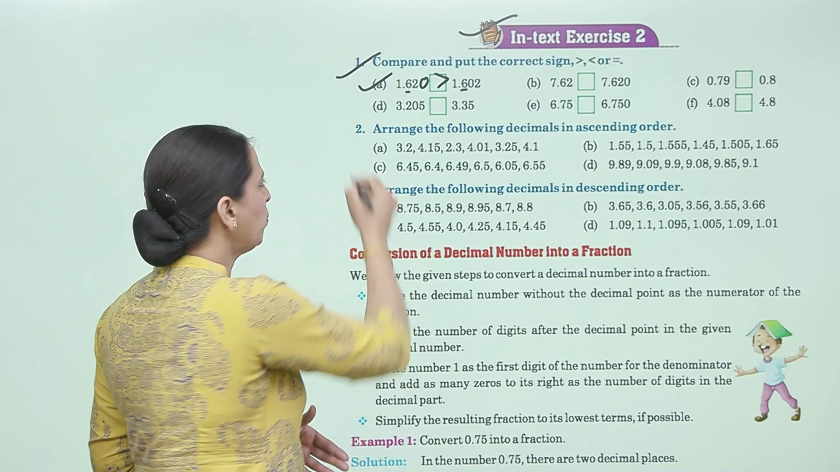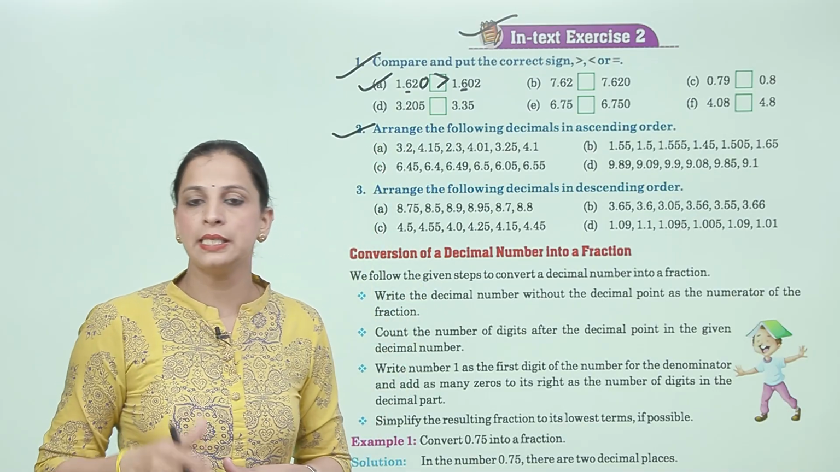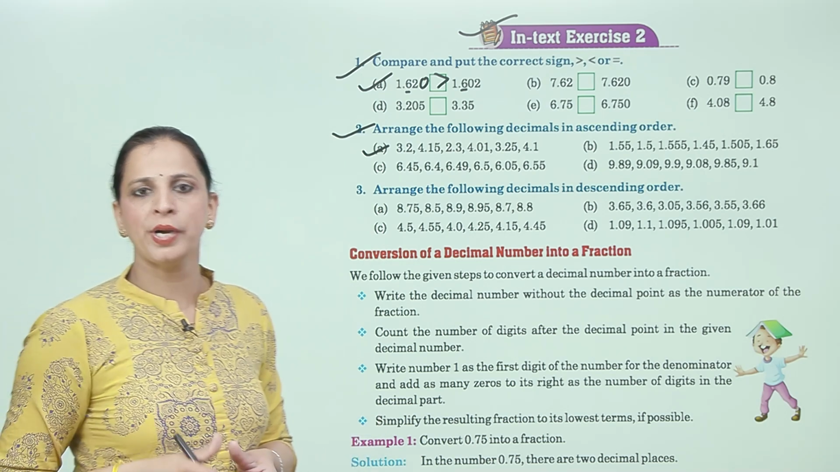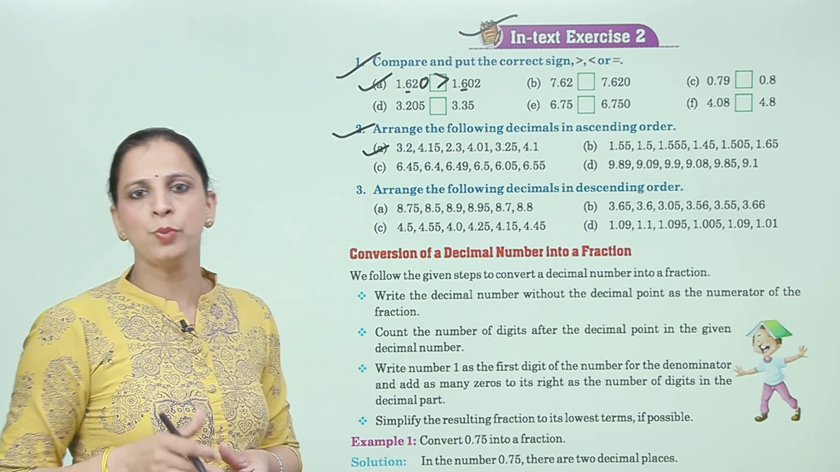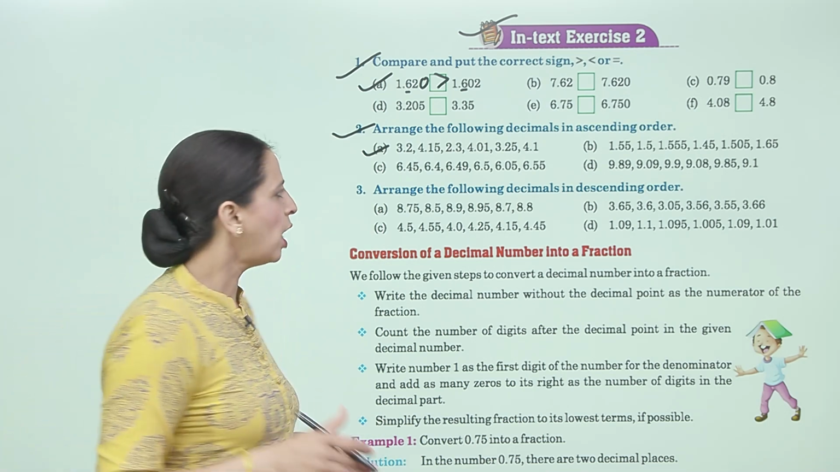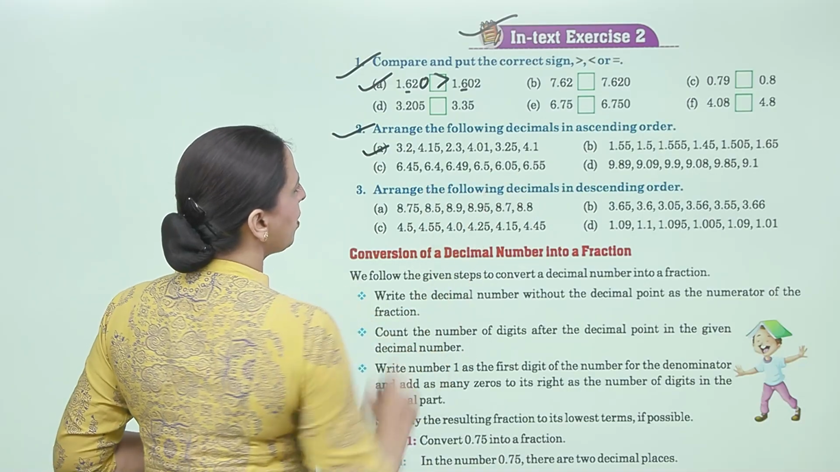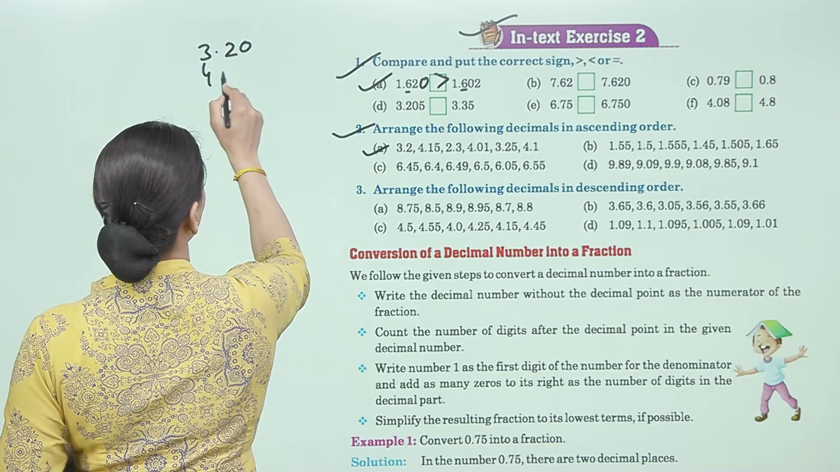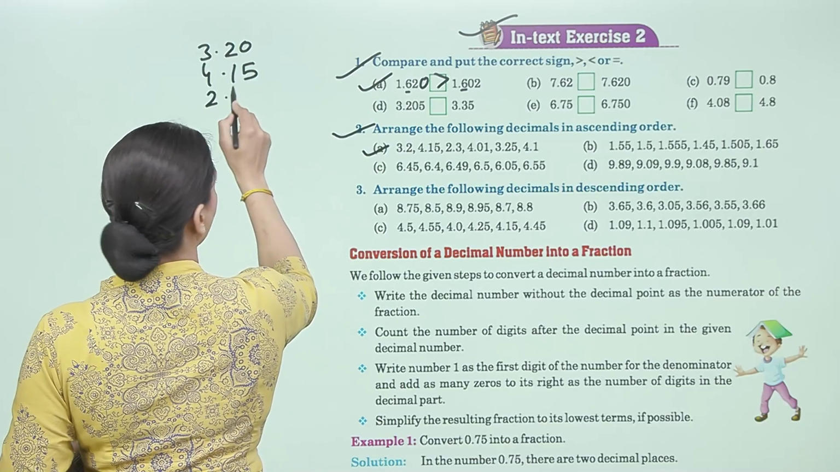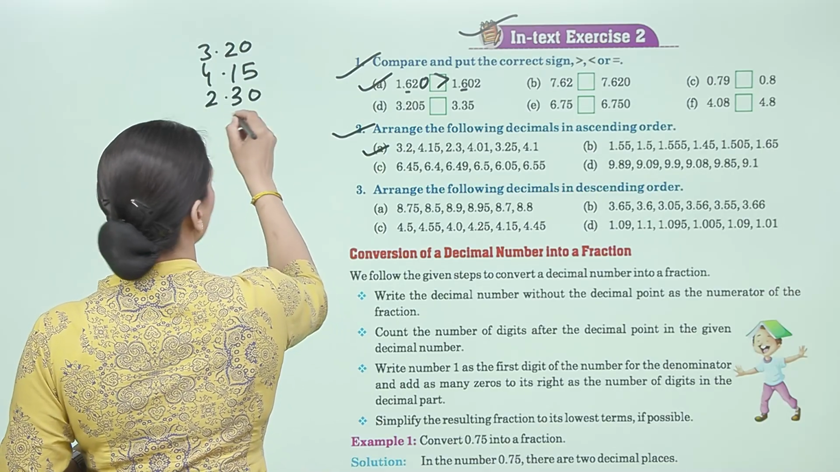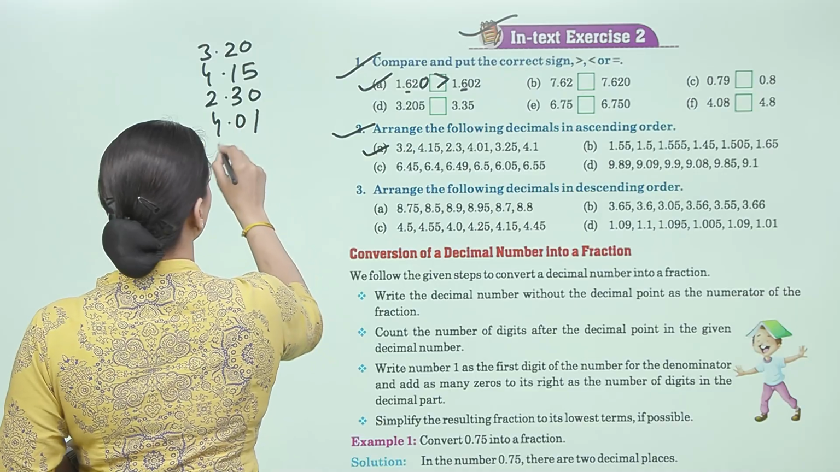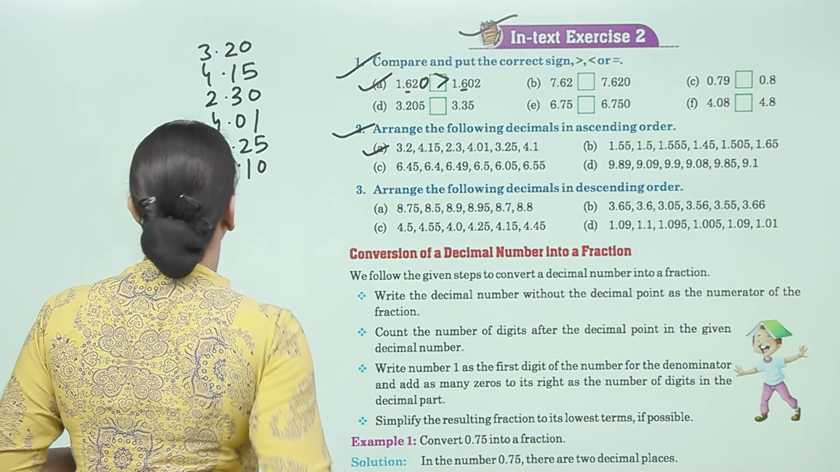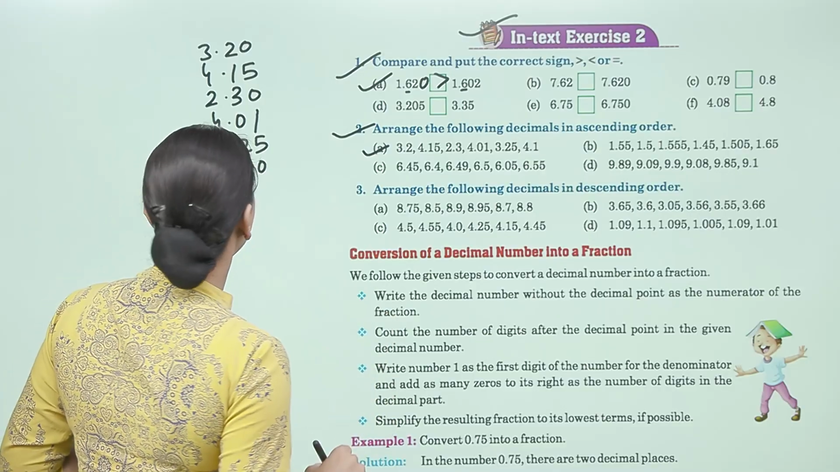Now next question number 2, arrange the following decimals in ascending order. Now A part: 3.2, 4.15, 2.3, 4.01, 3.25 and 4.1. Now after the decimal the maximum digits are 2. Now it becomes 3.20, 4.15, 2.30 and 4.01, 3.25 and 4.10. Now arrange in ascending order.